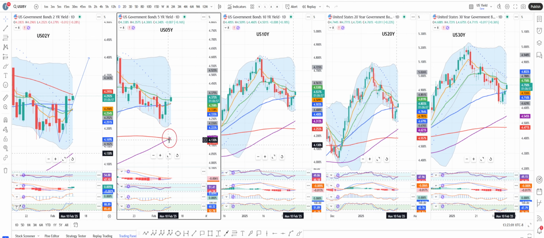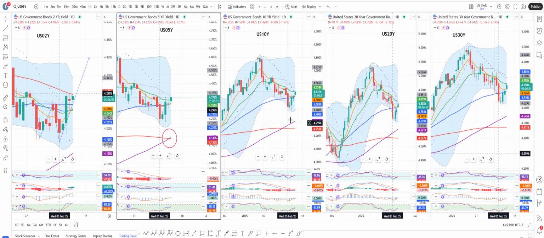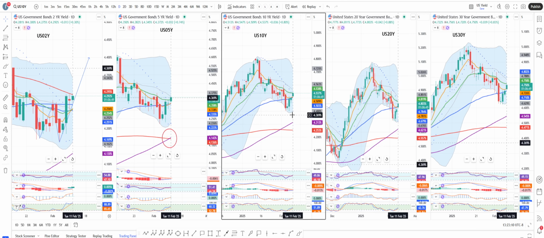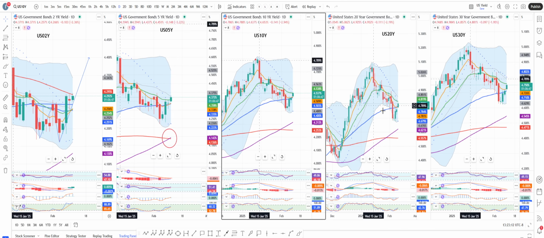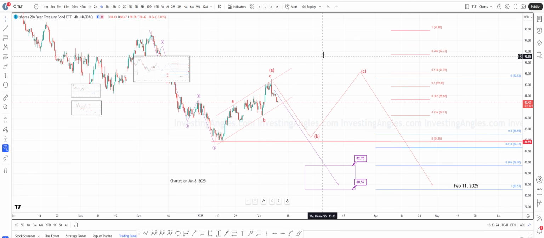The 5-year crossed today, a 100 over 200 bullish cross, and technically confirmed a move higher. For the 10-year, we will talk in the next chart. The 20 and 30-year are aligned for a move higher. So let's move on to TLT.